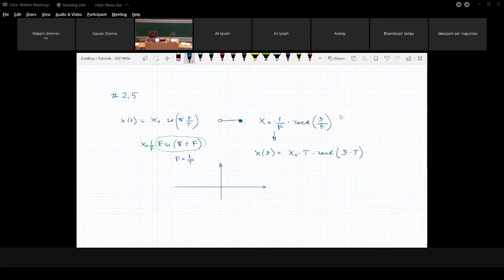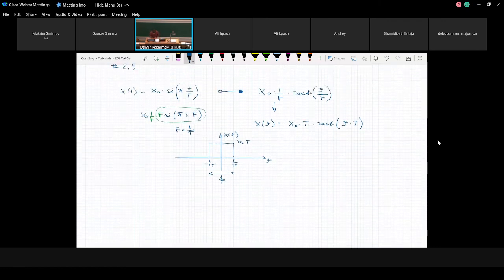So this is our X of f. We have frequency, and we have a rectangular pulse, and it goes from minus 1 over 2T to 1 over 2T. And then we have amplitude x0 times T. And what else? That's all. This is our first signal. For the second signal, we can specify that the whole duration equals 1 over capital T.